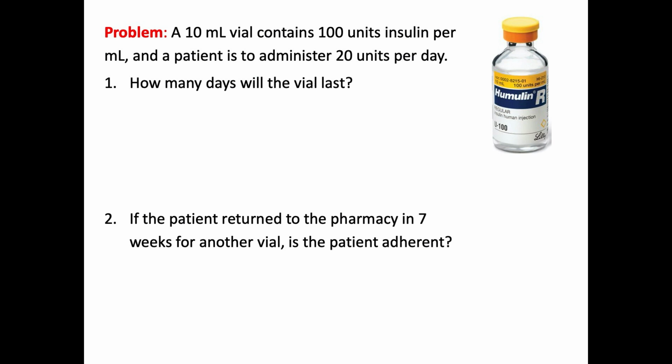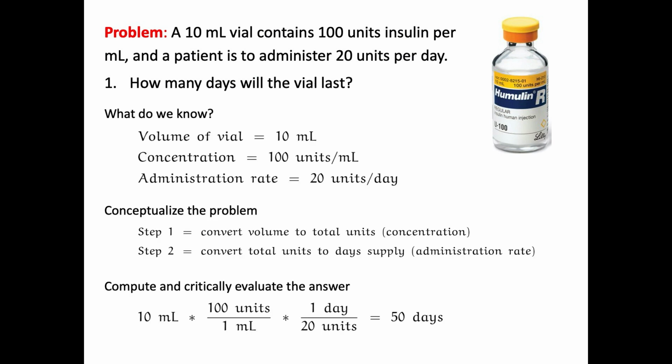Remember, the goal of this question is to have you practice writing out what you know. So rewrite the information from the question, decide what you still need to know and how you need to arrange and mix the things that you know in such a way so that you can obtain your final answer. So let's rewrite and label what we know. What we know from the question is that the volume of the vial contains 10 milliliters. We also know and can express the concentration as 100 units per milliliter. And what we know is an administration rate, that the patient will be using 20 units per day. Because in the end, this first part of the question wants to know how many days.